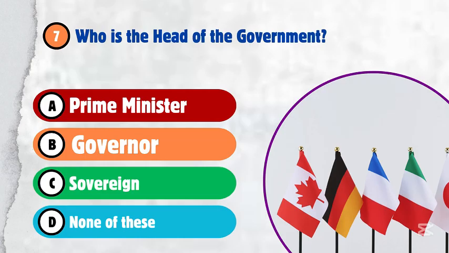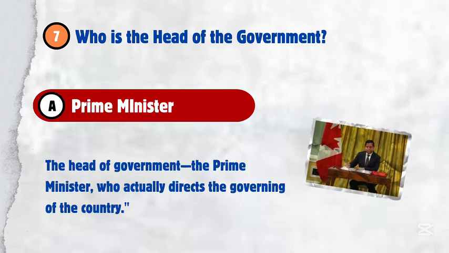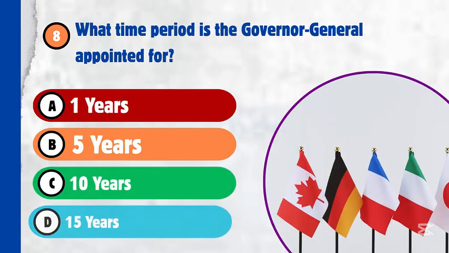7. Who is the head of the government? A. Prime Minister. B. Governor. C. Sovereign. D. None of these. Answer: A. Prime Minister. The head of government, the Prime Minister, actually directs the governing of the country.